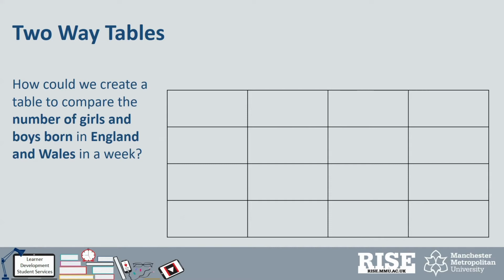We would like to use a table to compare the number of girls and boys born in England and Wales each week. If I had this data, I could create a two-way table to show it, with some of the data, i.e. girls or boys, along the top of the table, and whether we've got it in England or Wales going down the side. So I could assign girls, boys along the top.